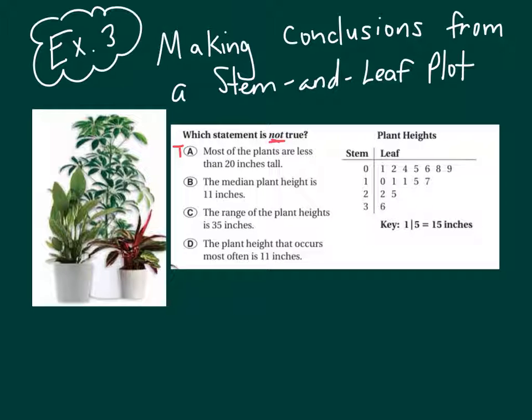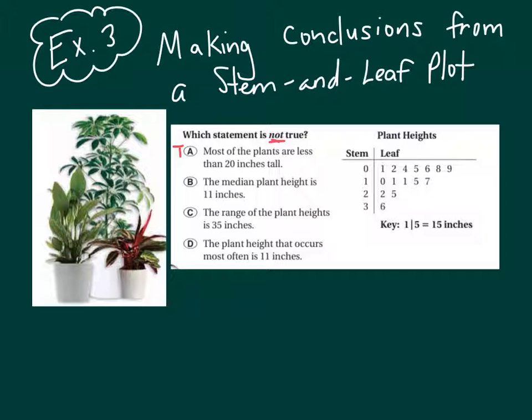Then it asks us about the median plant height and says that it's 11 inches. Again, this is already ordered least to greatest, which is helpful. So we just need to know how many data values there are. And again, we kind of just counted them here, but we've got 1, 2, 3, 4, 5, 6, 7, 8, 9, 10, 11, 12, 13, 14, 15 different data values.